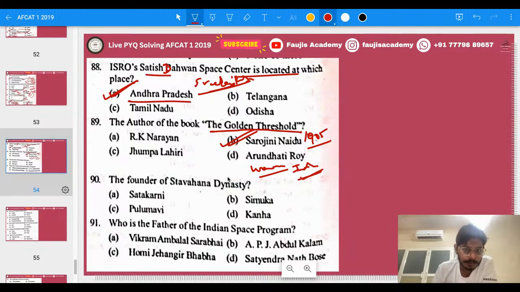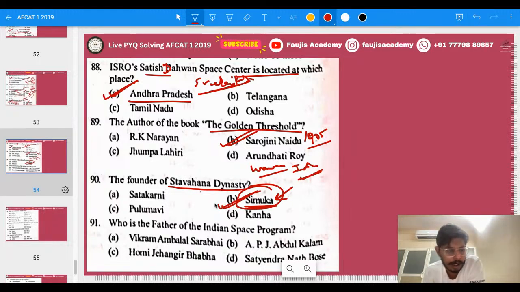Right, the founder of Satavahana dynasty is Simuka, and this is what the historians have found from the inscriptions. Okay, from the burial they have found out, and the earliest one they have found out is that of Simuka, and that's why he is considered as the founder of Satavahana dynasty.